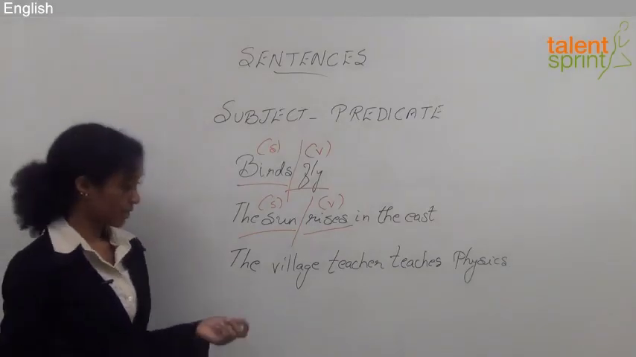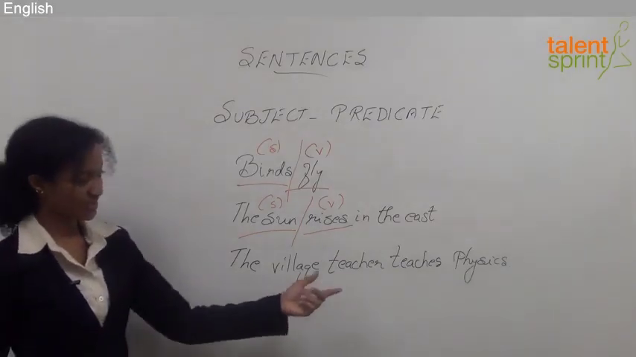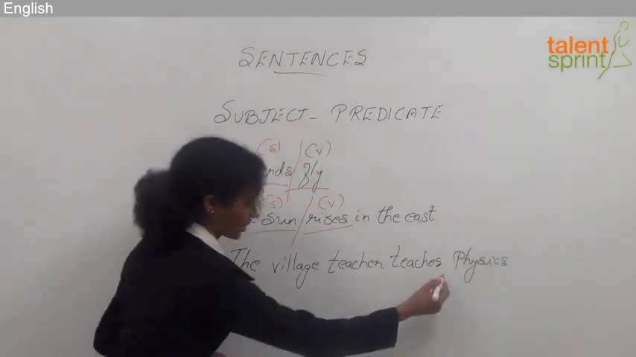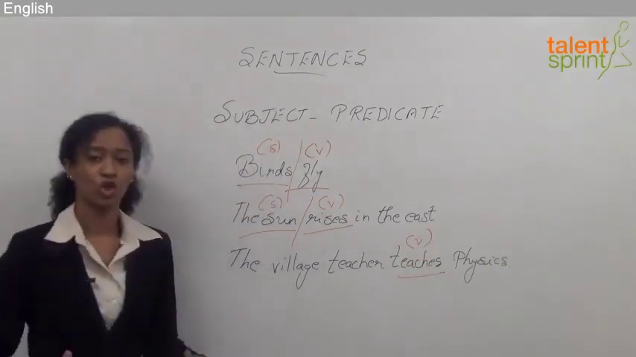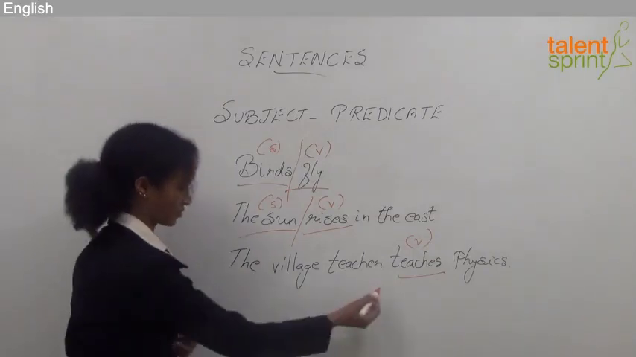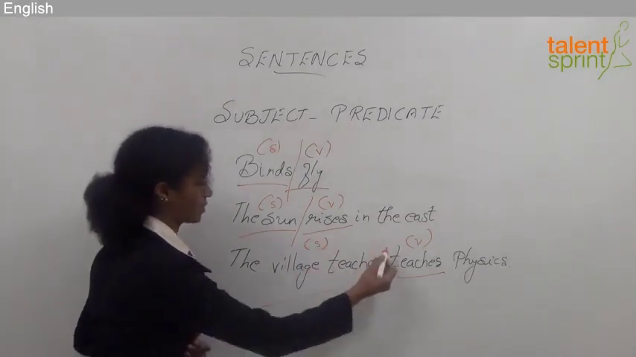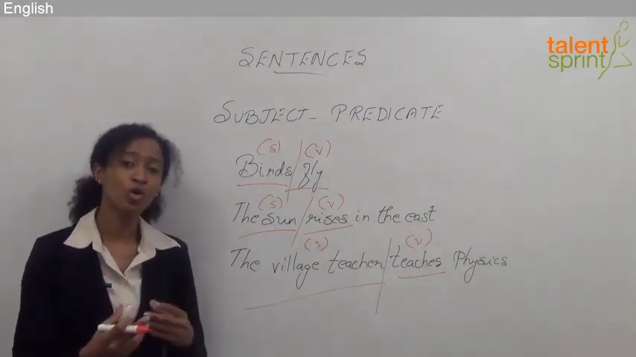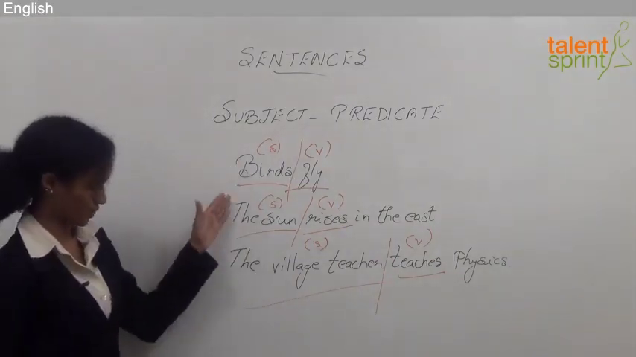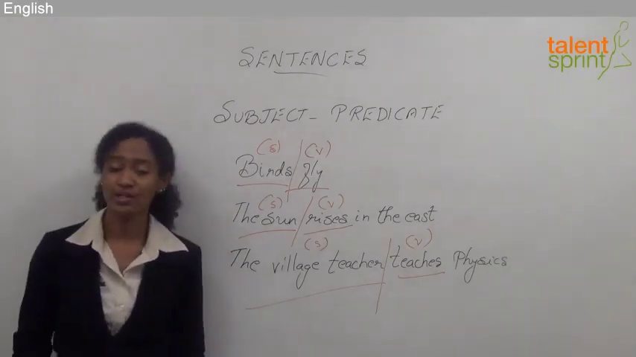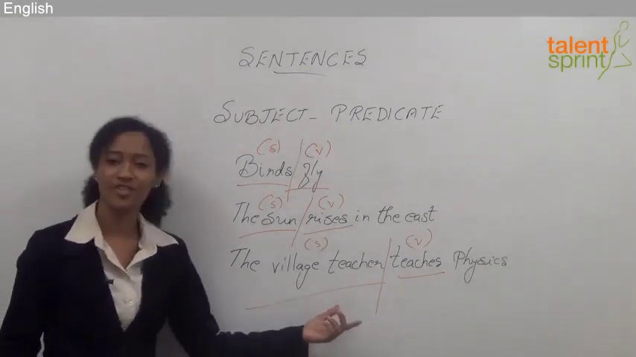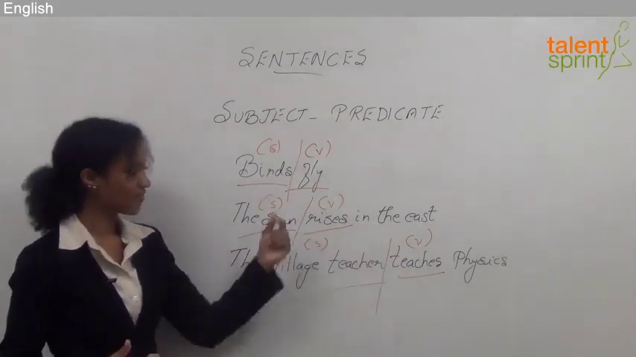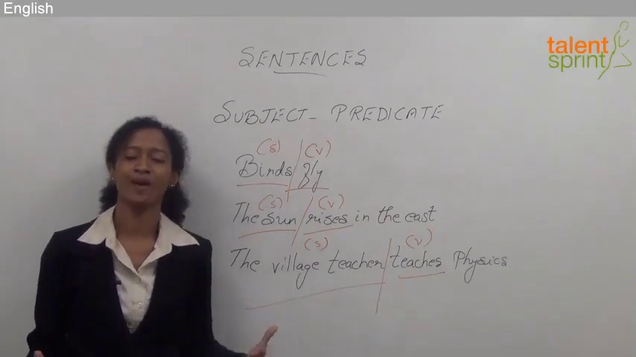The third example. The village teacher teaches physics. Alright. What's my action word? Teaches. Who teaches? The village teacher. My subject. So the name of a person or a thing about whom or which the verb speaks is our subject. So what is our predicate? Our predicate is the remaining part of the sentence which has the verb. So rises in the east, fly, and teaches physics is my predicate.